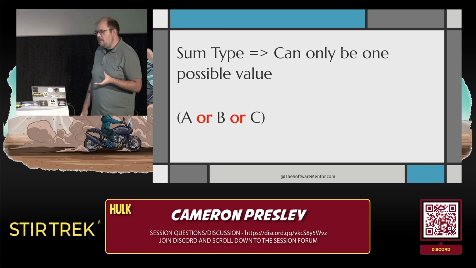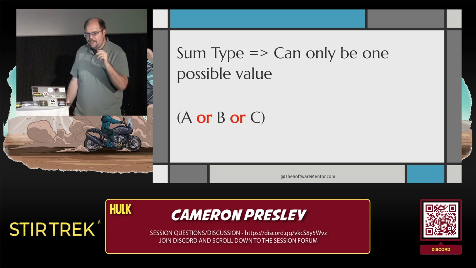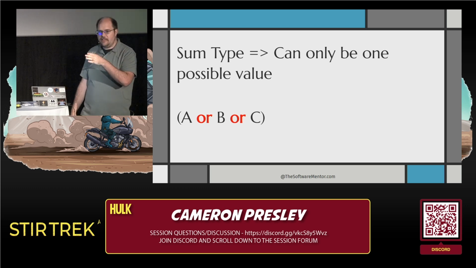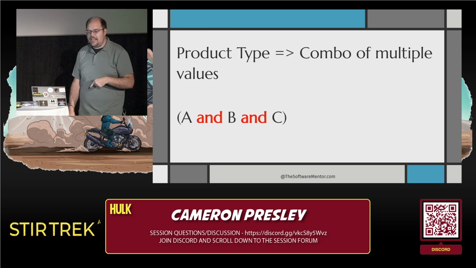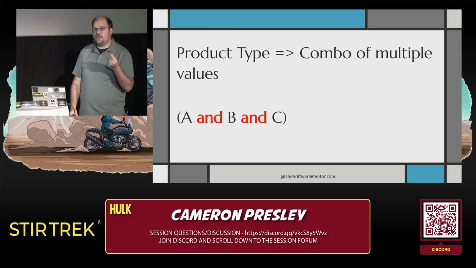A question I get a lot of the time is, how do I keep sum types and product types separate? The key word is or. If you have a type that can only be one of a thing, it's or, it's a sum type. On the other hand, if it has to represent a combination of values, or you can use the word and, you've got a product type.